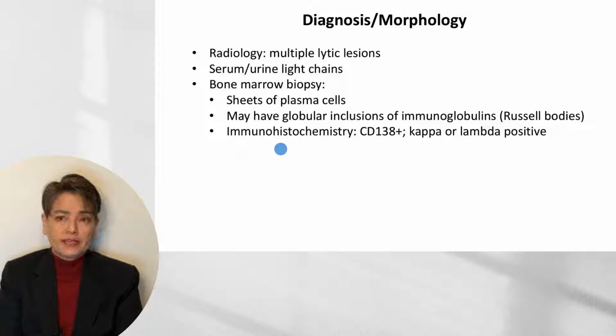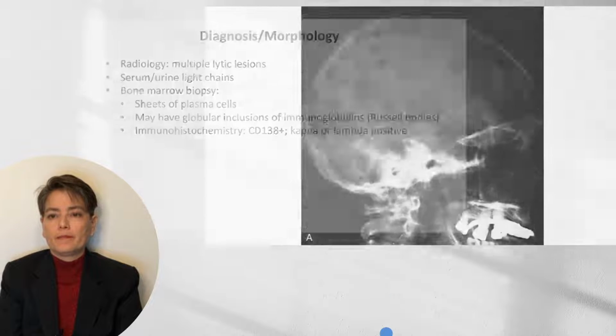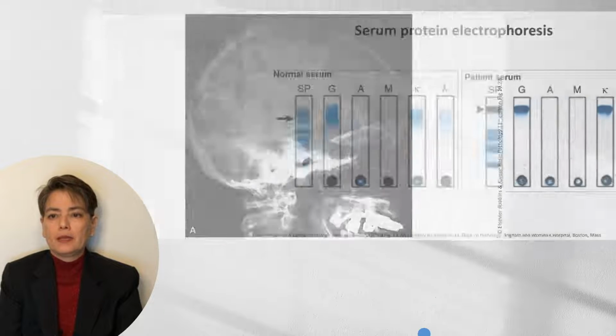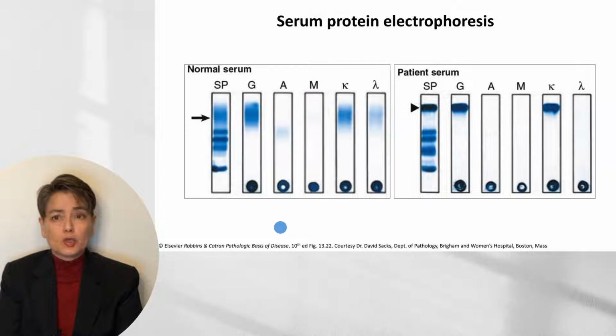And then our immunohistochemistry is also useful with our CD138 positive for plasma cells, and then helping us determine if it is monoclonal. Now, this is a radiologic image, which is classic for multiple myeloma, these punched out lesions of the skull. This is not something I would consider pathognomonic. We still need to do a biopsy, but this is highly suggestive of multiple myeloma. Now, we also have a variety of laboratory tests.